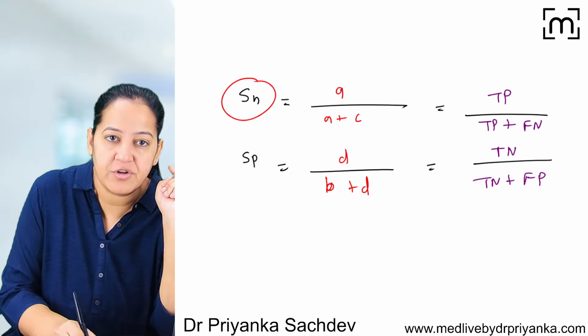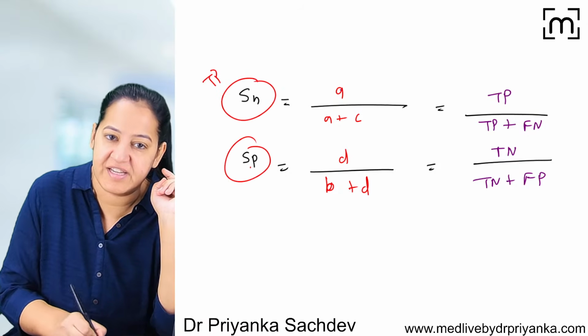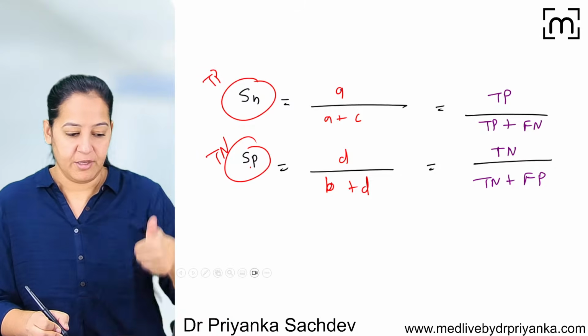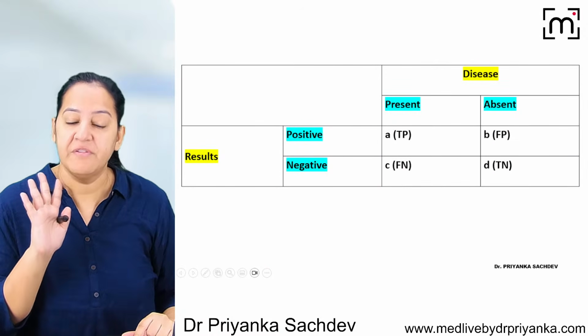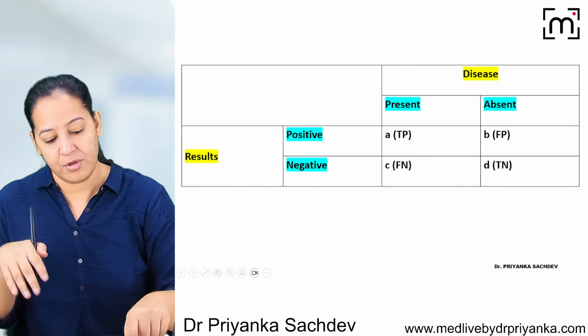It's the ability to detect true positivity. It's the ability of a test to detect true negativity. Say yes. Give me a thumbs up if you got it. This is the definition and the formula of sensitivity and specificity. We will see the numericals also. Now let's come to the next two things.